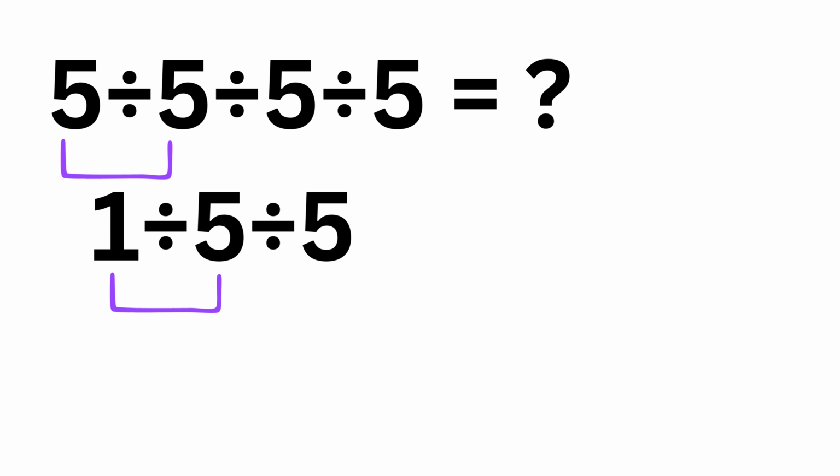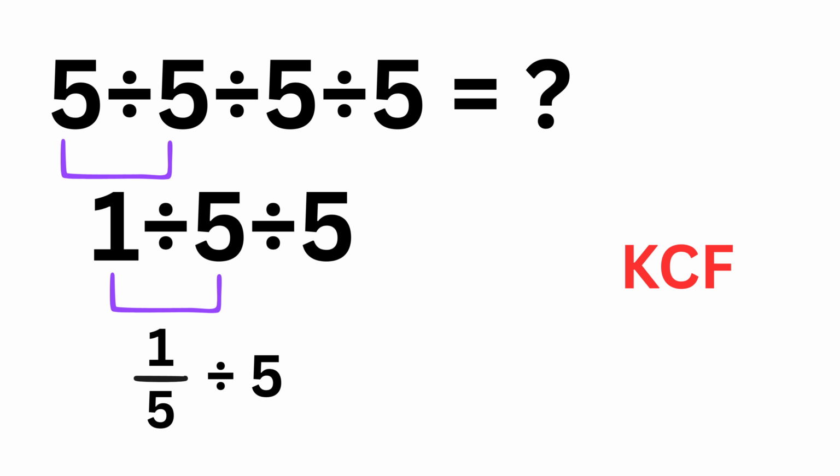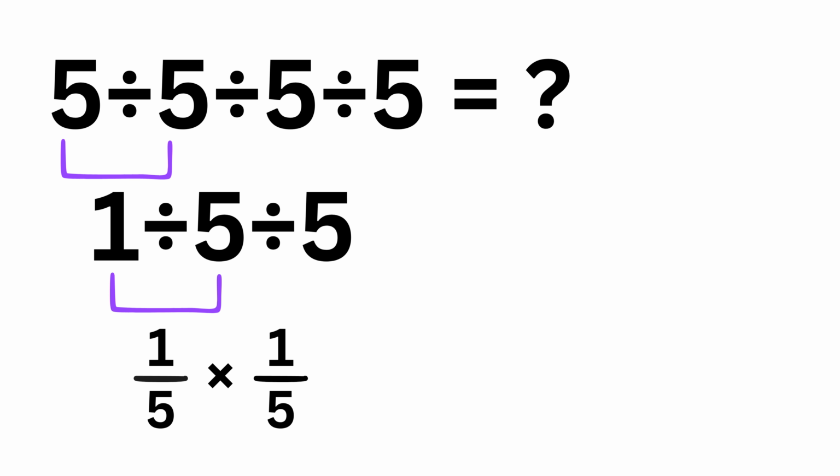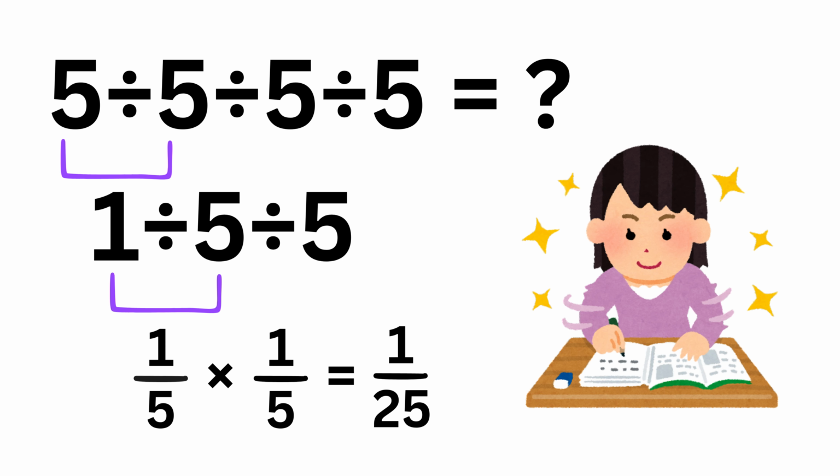1 divided by 5 can be written as 1 over 5, then divided by 5. Now according to the KCF rule, K stands for keep, C stands for change, and F stands for flip. We keep the first fraction, change division to multiplication, and flip the second fraction. So we get 1 over 5 multiplied by 1 over 5, which equals 1 over 25. And this is our final answer to this problem. The correct answer is 1 over 25.